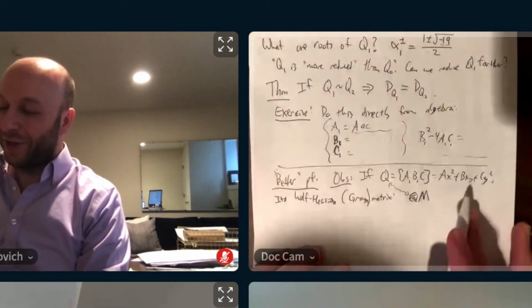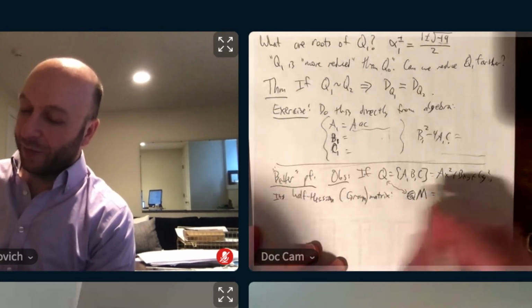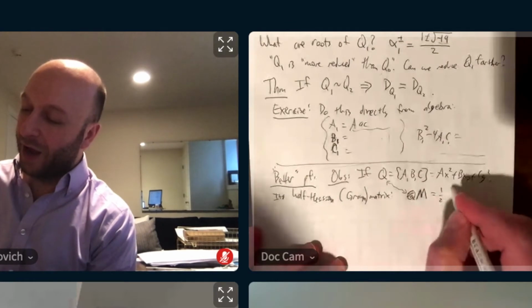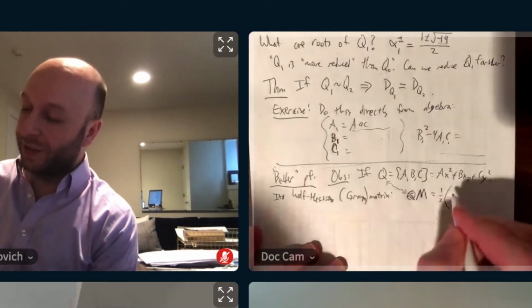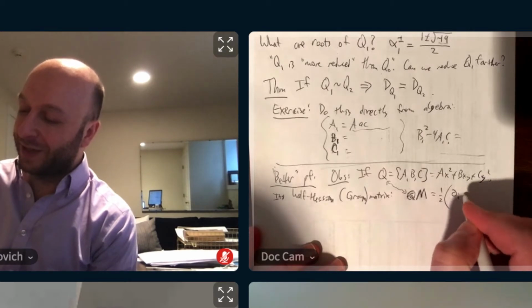Okay? The half-Hessian matrix. The matrix version of the quadratic form. So what does that mean? Well, it's the half-Hessian, so it's half of the matrix of partial derivatives. So this is partial derivatives, well, d delta I delta j.